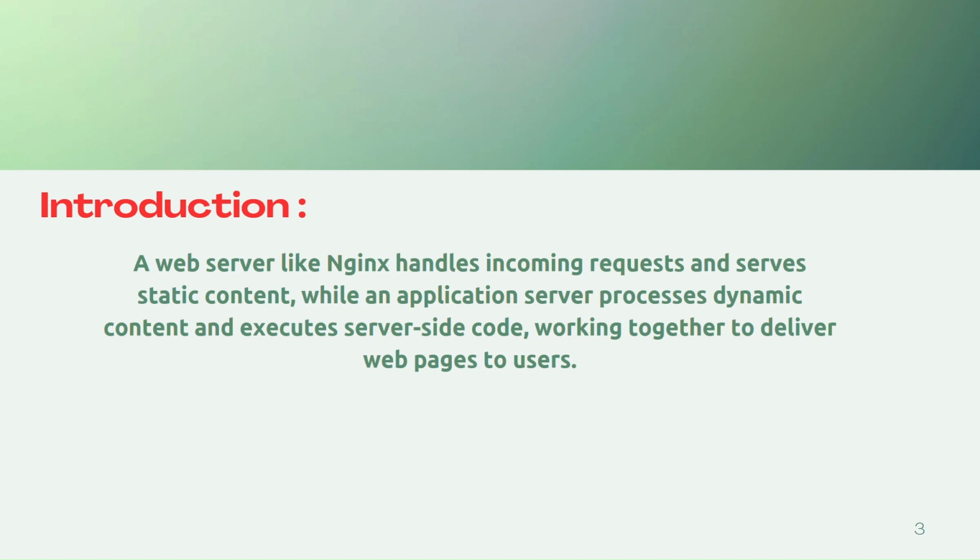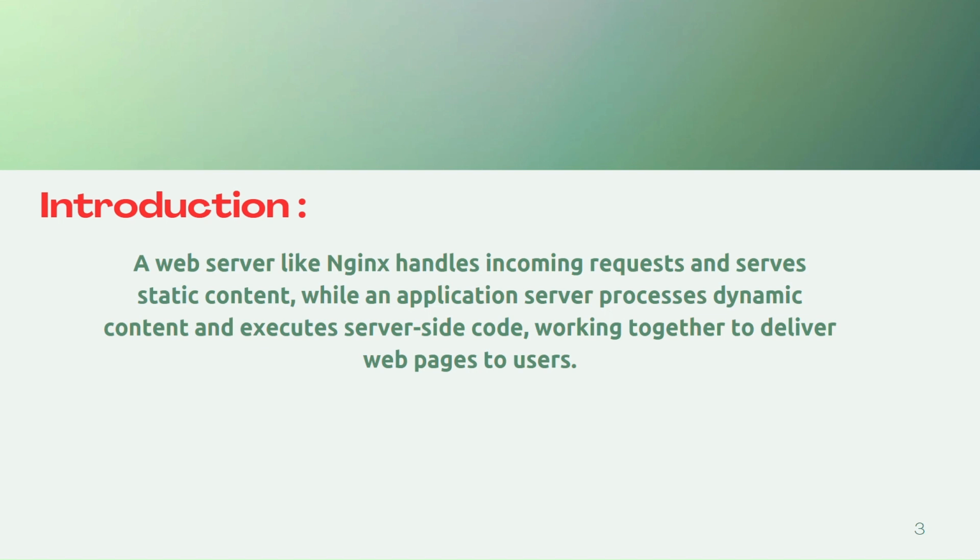Second is the application server, right? So the application server, think of it as the kitchen in the restaurant, and it prepares the food, right? It means dynamic content based on your code, right? So this is where the complex cooking happens, like making a custom pizza with your favorite toppings, right?